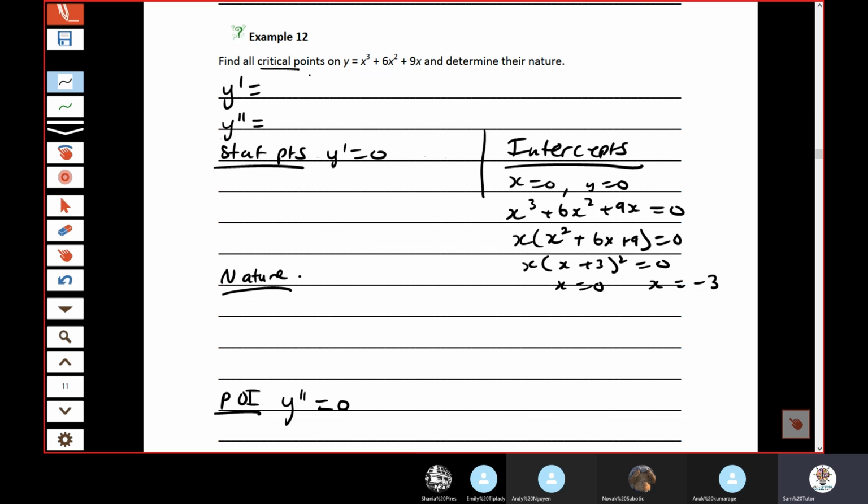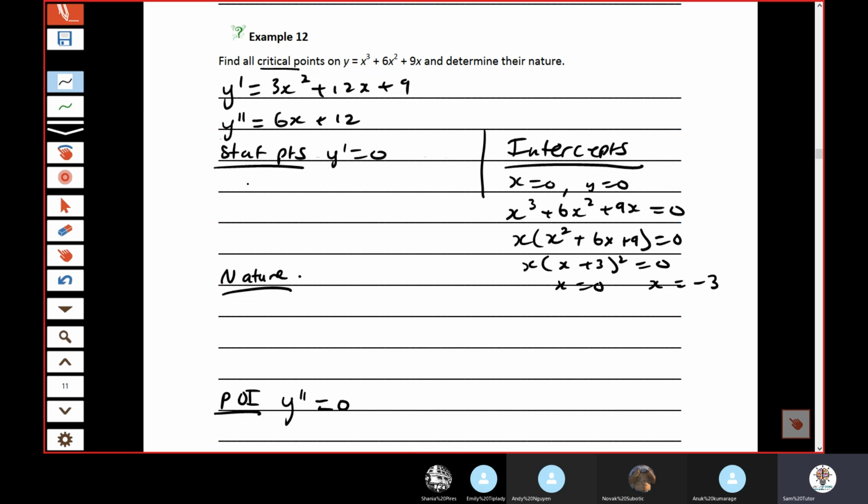Then, back to this. Y dash is 3x squared plus 12x plus 9. Y double dash is 6x plus 12. I just do that so it's added away and it's right on the top. You can always identify it if you need to. Y dash is equal to 0, so this equals 0.